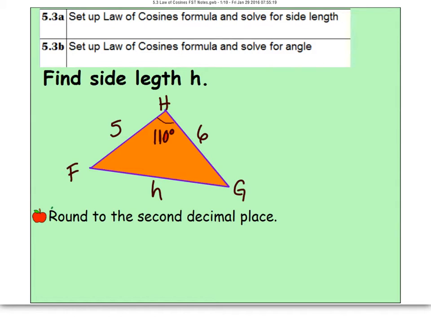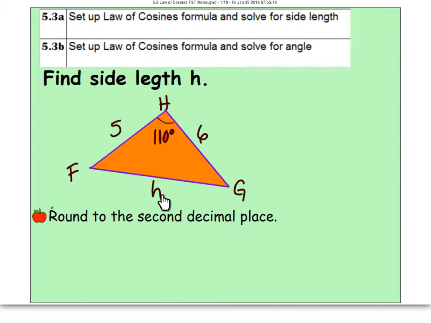In section 5.3, we're going to look at triangles where we do not have a 90-degree angle embedded inside of them. You're going to notice here the only angle we have is 110 degrees. I do not know these other two. I do know that this side length is 5 and that is 6.